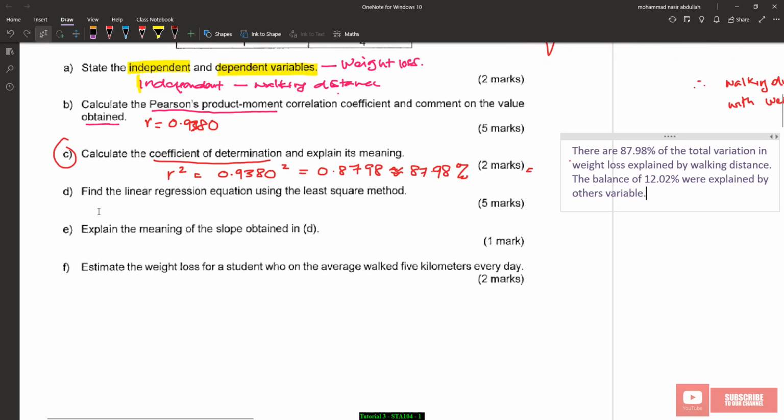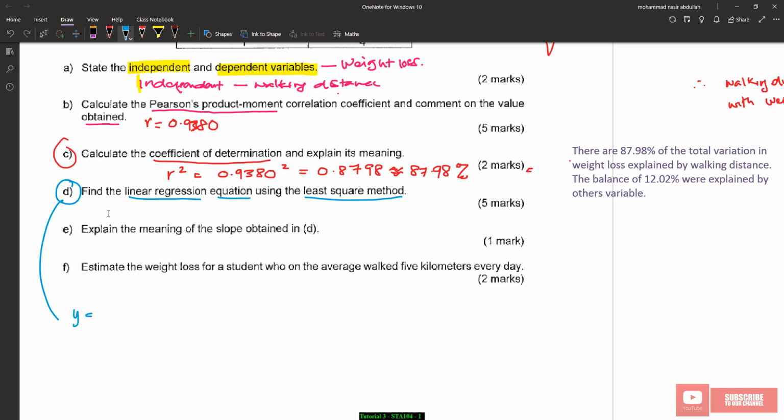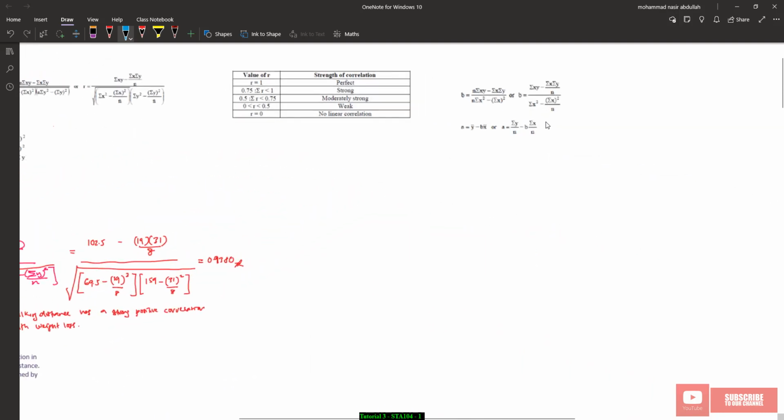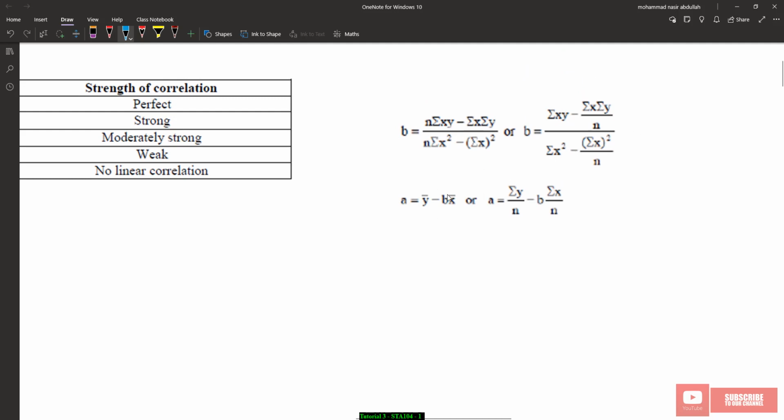Okay, now let's look at D, which is find a linear regression equation using the least square method. So for the least square method, we have y equal to a plus bx. So a is your intercept and b is your slope, right? Where x is your independent variable, y is the dependent variable. So first thing, we need to calculate the value for b, and next is the value for a.